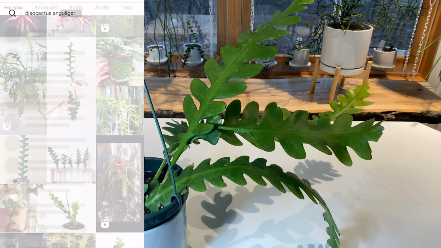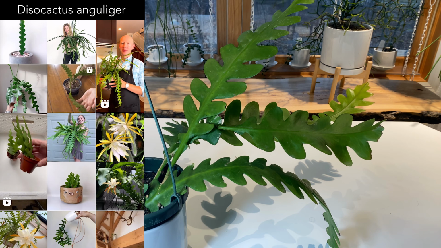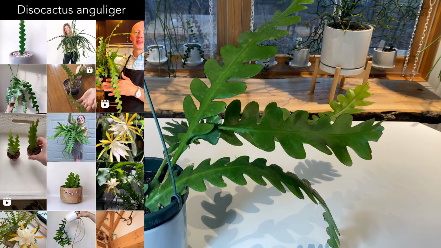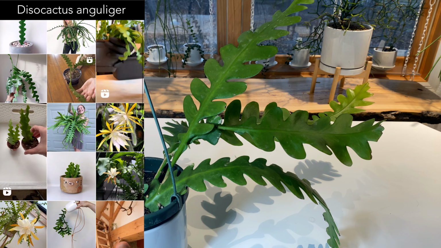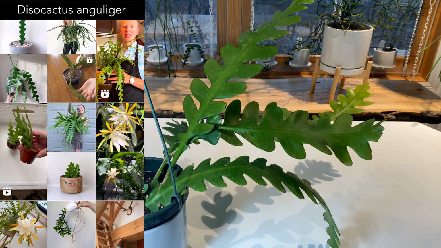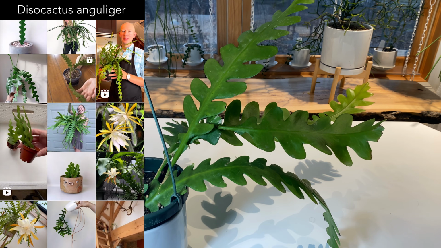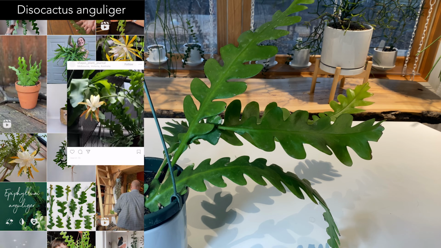The next one that we have is Disocactus anguliger. Now, Disocactus anguliger has been reclassified multiple times. It used to be classified as Epiphyllum anguliger, and that led to a whole bunch of confusion. We now know that it's Disocactus anguliger, which explains why it was able to readily cross with other Disocactus. So anyway, that's a totally different story. Disocactus anguliger also is commonly distributed under these names of Fishbone cactus and Ric Rac cactus.